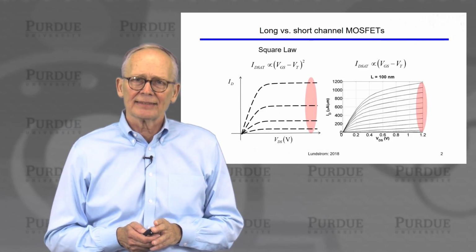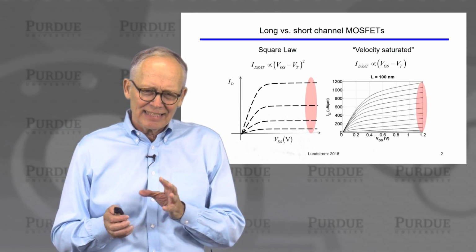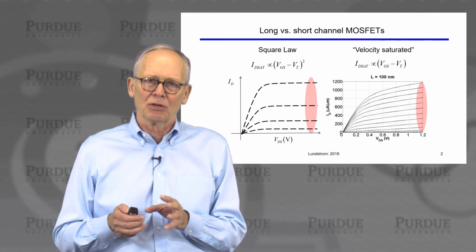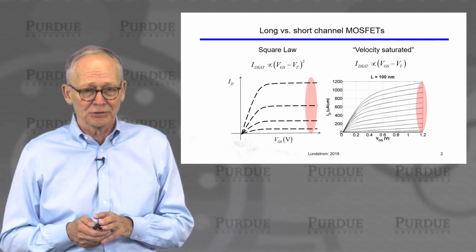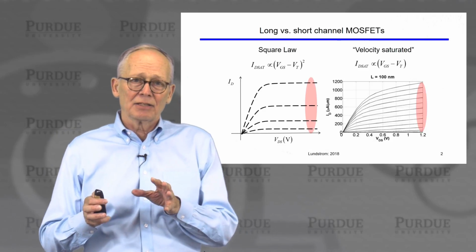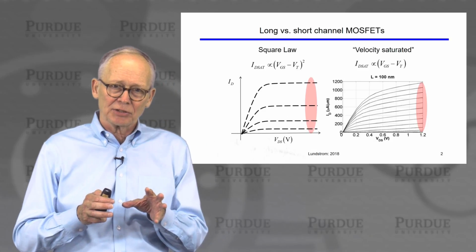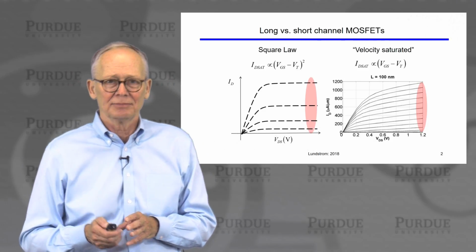Now, a device like this is called a velocity-saturated MOSFET because that's generally how these IV characteristics were explained, in terms of something called velocity saturation. And we'll talk about what that means in just a minute or two. So we'd like to derive a few simple equations that describe the IV characteristics of both long and short velocity-saturated MOSFETs.